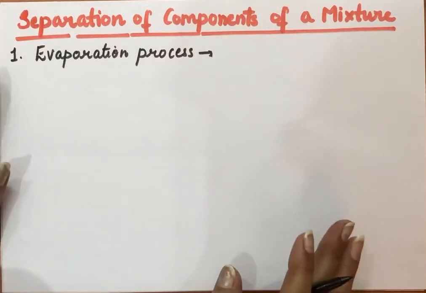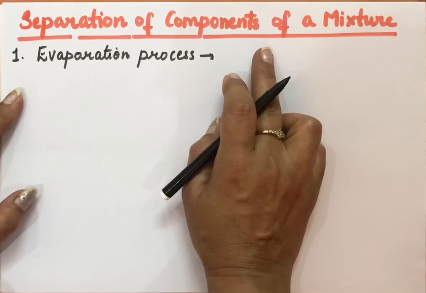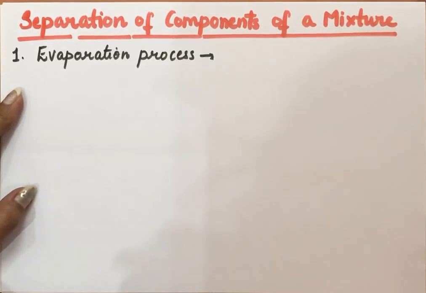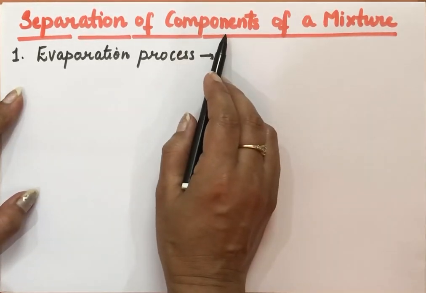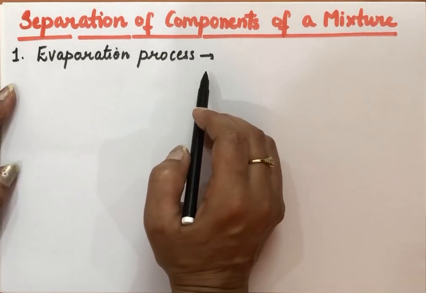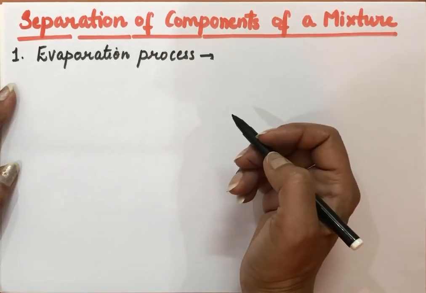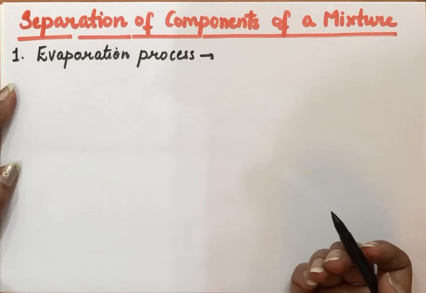Class 9, next topic in this chapter is separation of components of a mixture. If we have a mixture of 2-3 things, how can we separate all the components of the mixture? So different techniques we will be studying here in this topic. For different types of mixture, different kinds of techniques are suitable for removing the components from that mixture.